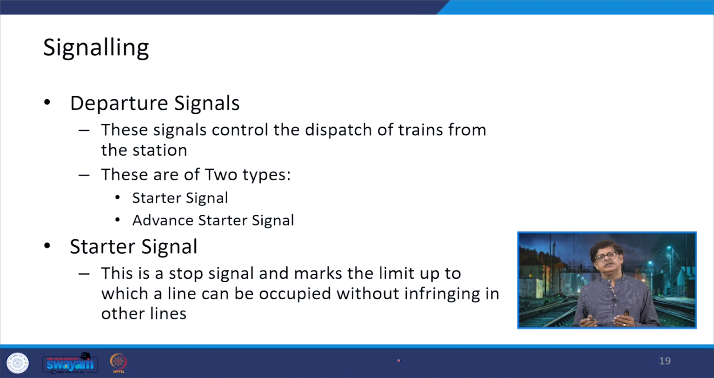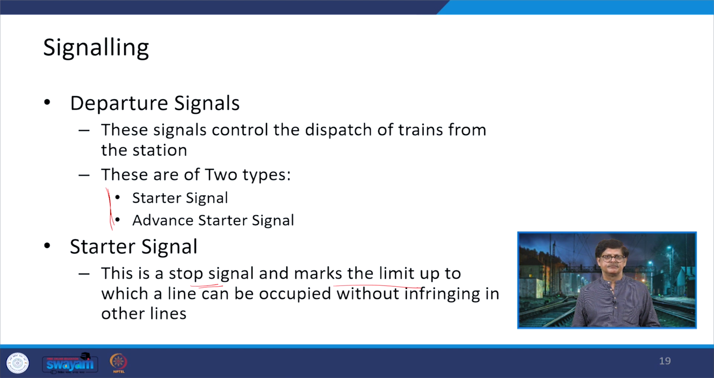Now, similarly, when the train is being received, the train has to be dispatched. So, it will be departing from the station. When it is departing from the station, again there are 2 types of signals used here. One is defined as a starter signal, another one is defined as an advance starter signal. So, what is the starter signal? It is a stop signal which marks the limit up to which the line can be occupied without infringing on other lines.